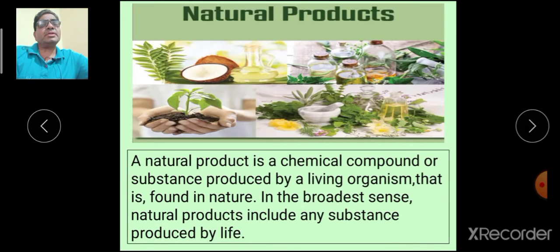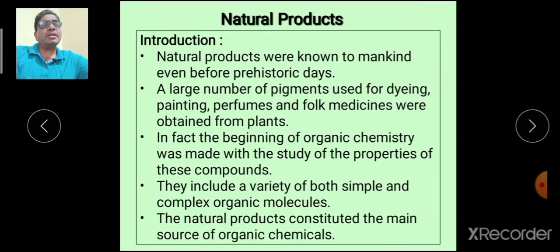Let us start with natural products, that is the products of the nature. A natural product is a chemical compound or substance produced by a living organism, that is found in nature. In the broadest sense, natural products include any substance produced by life. They were known to mankind even before the prehistoric days.